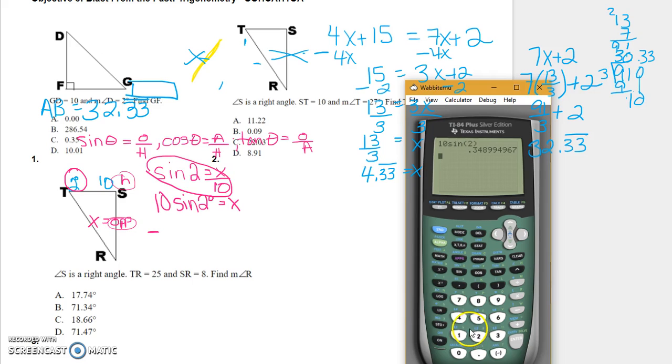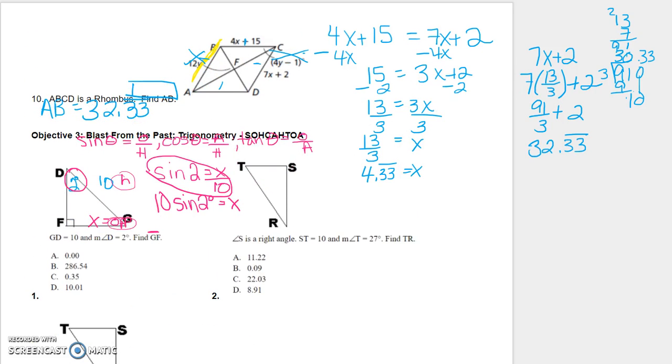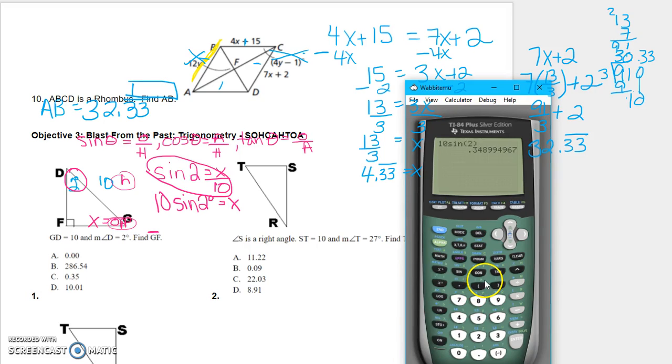I get 0.358. So if I look at my answer choices, I think my screen shifted too. There we go. I think we're back on track. Okay, so if I look at my answer choices, I see 0.35. That's going to be the answer. That matches. So 0.34899 rounds up to 0.35.